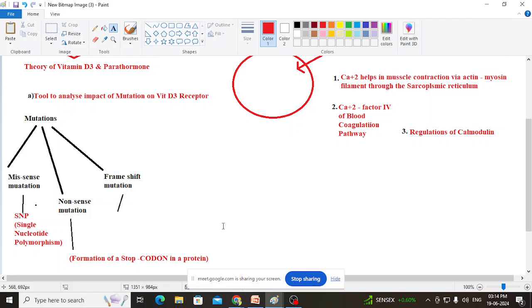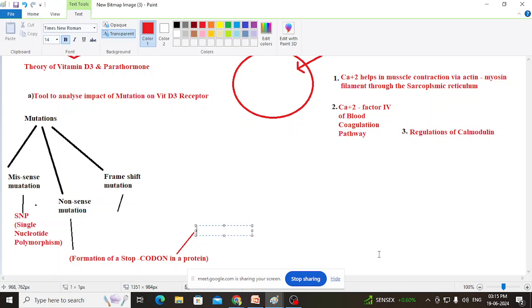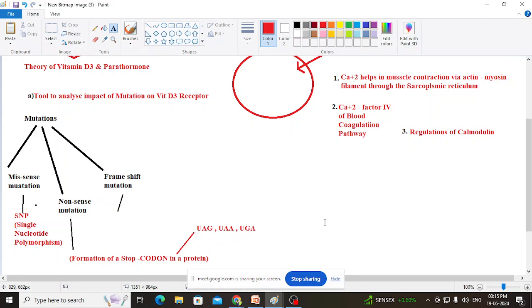So nonsense mutation will lead to formation of a stop codon. There are 3 stop codons. If we start discussing, we will discuss many things. Who can tell me what the stop codons are? Stop codons are those codons like UAA, UAG and UGA, where the amino acid protein synthesis stops. Yes. These are the 3 stop codons. They will appear due to the mutation. So what would happen? Consider this.